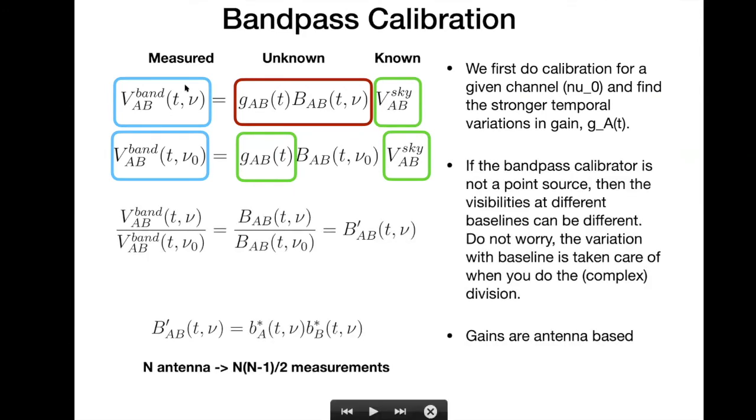Now I divide one by the other. And let's see what we will get. This is observed or measured. This is also observed or measured. This is for all channels. This is for one channel in which I have done the calibration, the primary calibration. So I get a division of these two. So the left hand side is well measured. In the right hand side, this goes away.